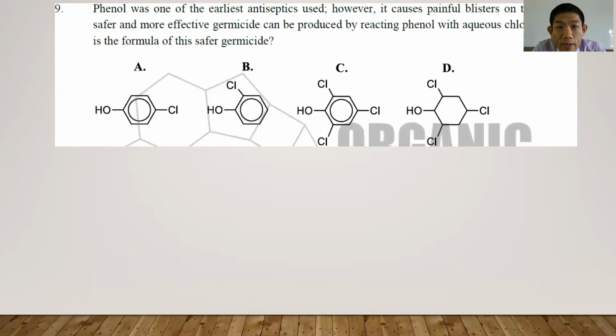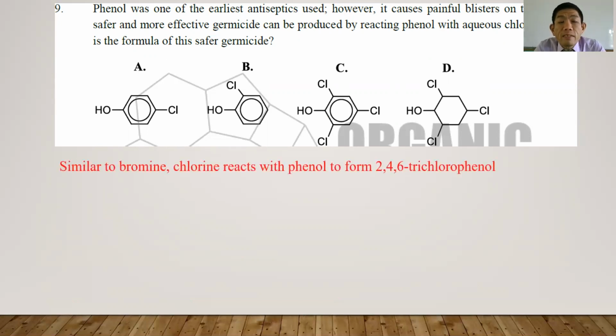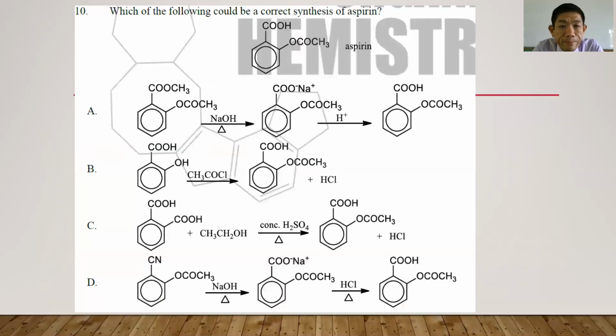Number 9, phenol was one of the earliest antiseptics used. However, it caused a painful blister on the skin. A safer and more effective germicide can be produced by reacting phenol with aqueous chlorine. What is the formula of this safer germicide? Similar to bromine, when phenol reacts with chlorine, because OH on phenol is a very strong ring activator, it will cause all the chlorine to substitute at the ortho and para positions. So therefore, the best compound formed after reacting with chlorine is 2,4,6-trichlorophenol. Okay, so the answer is C.